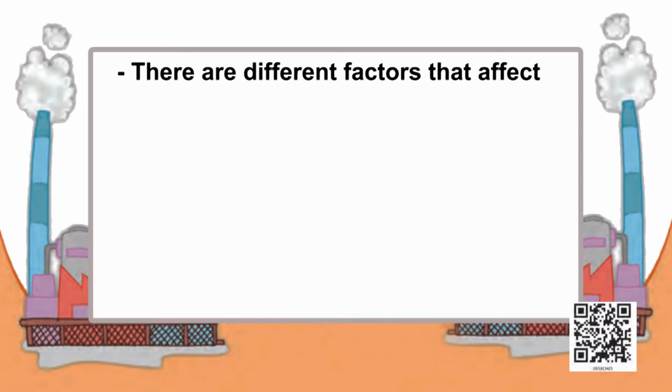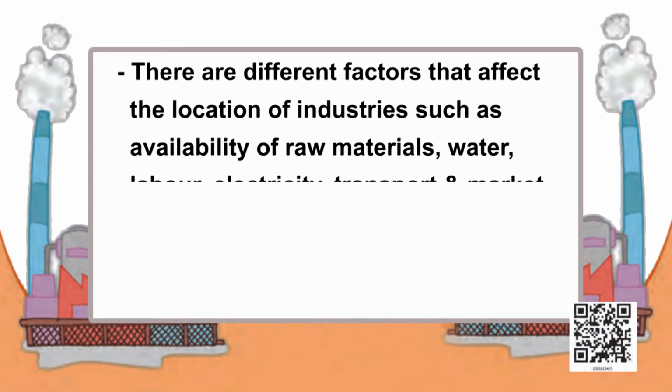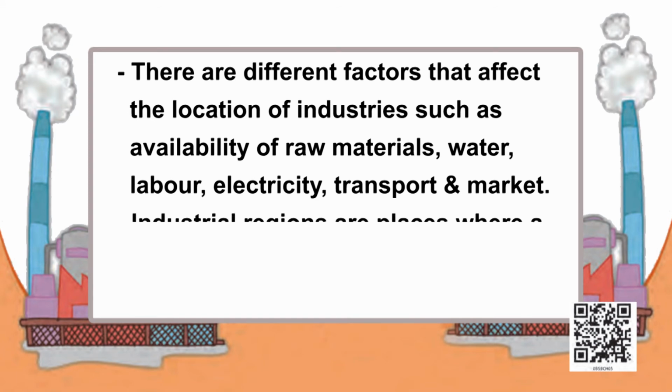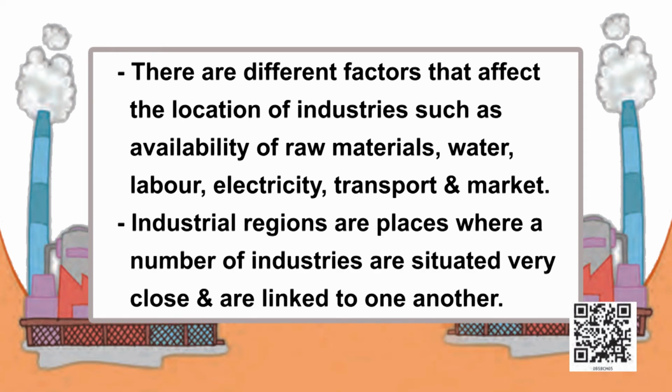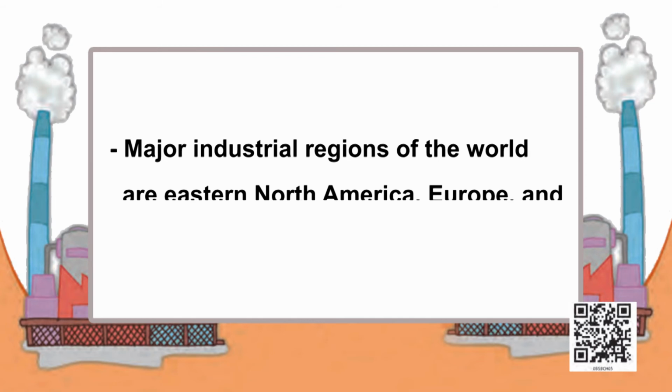Dear students, that brings us to the end of this episode. Let us recall what we have studied in today's class. There are different factors that affect the location of industries, such as the availability of raw materials, water, labor, electricity, transport and market. Industrial regions are places where a number of industries are situated very close and are linked to one another. The major industrial regions of the world are Eastern Northern America, Europe and Eastern Asia.